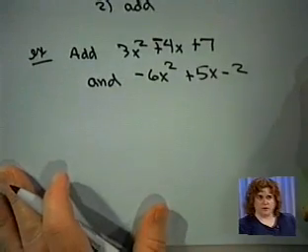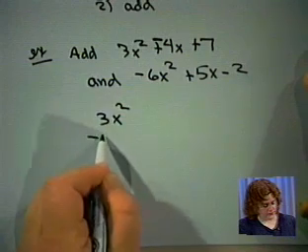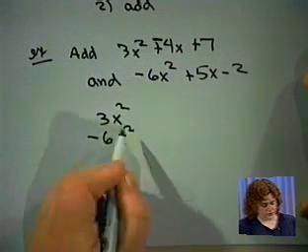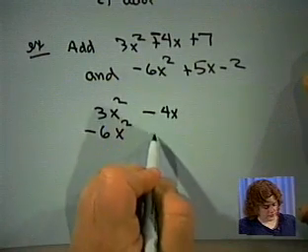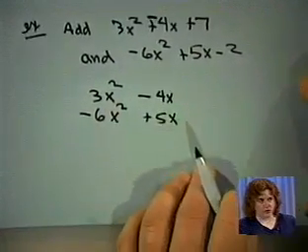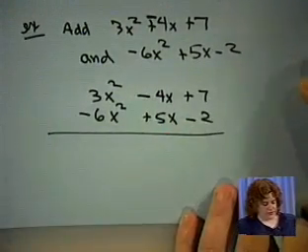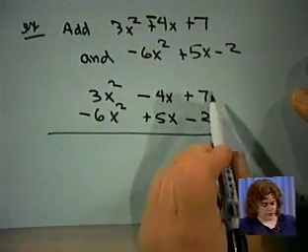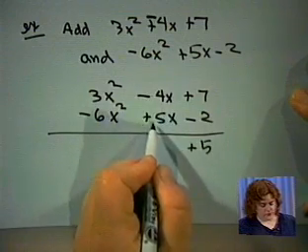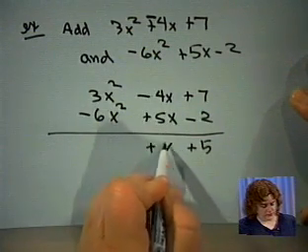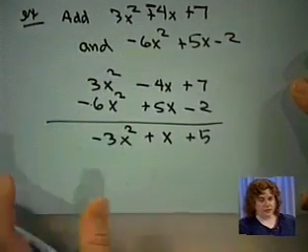So what we'll do is we'll start by lining up the like terms vertically. We'll put our x squareds one atop the other. Got a 3x squared and a minus 6x squared. Then the x's, minus 4x plus 5x, and last of all the constants, plus 7 and minus 2. And we'll just add. 7 minus 2 is 5. Negative 4 plus 5 is simply plus x, and 3 minus 6 gets us a negative 3x squared.